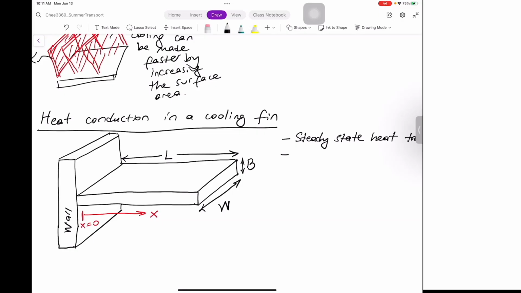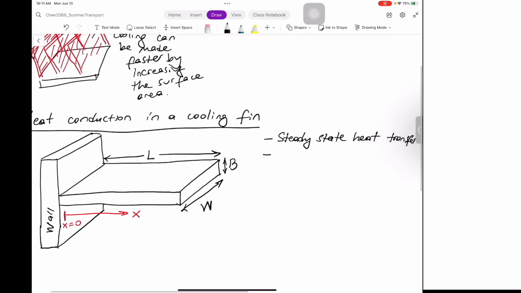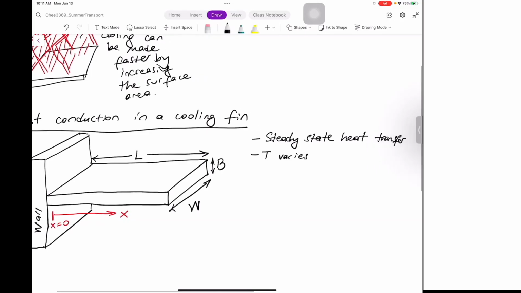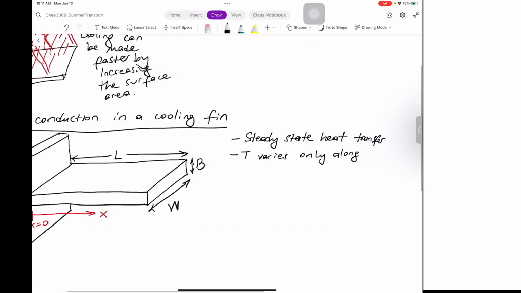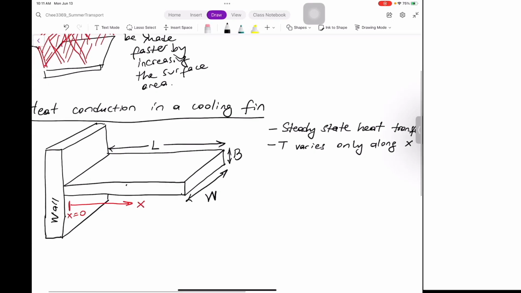Another assumption is T varies only along X. Meaning that the temperature here is the same as the temperature here, but the temperature here is not the same as the temperature here. So there are variations in this direction, but there are not any variations in this direction.